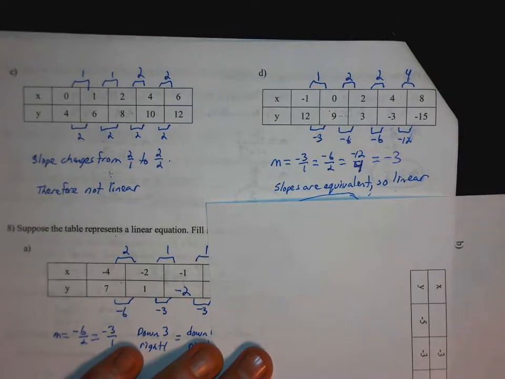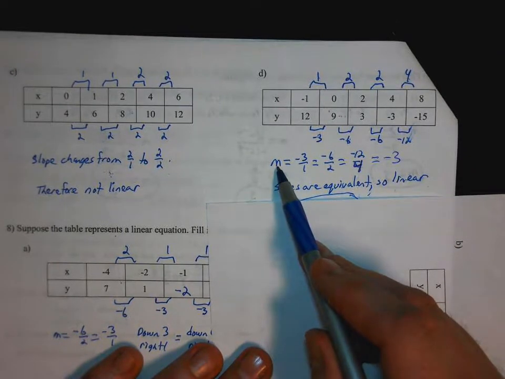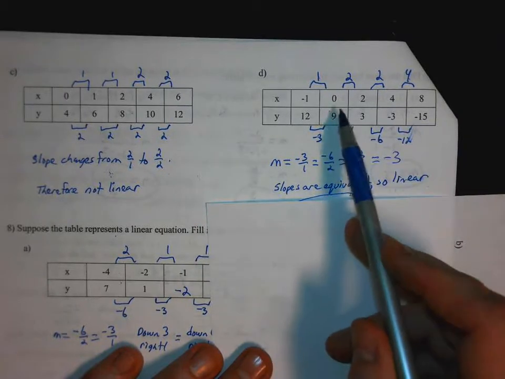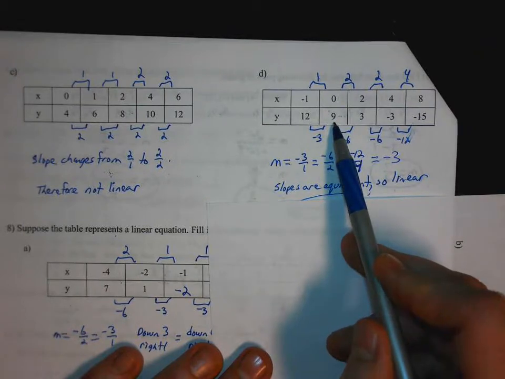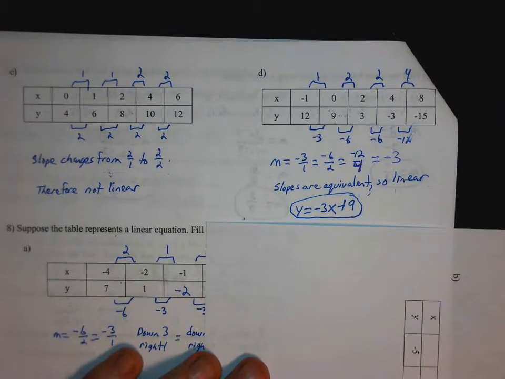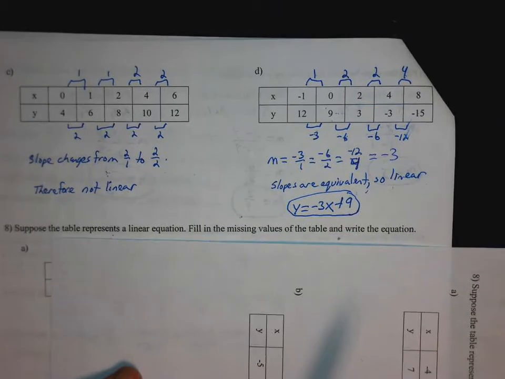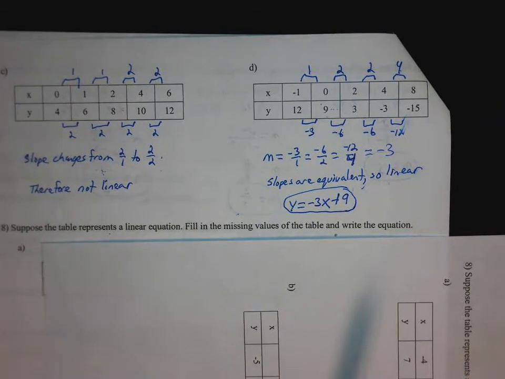So the equation of our line, we know the slope is negative 3, so y equals negative 3x, and then plus b. Well, the b value happens when x is 0, y is 9, so the b value is positive 9. Okay, so y equals negative 3x plus 9.